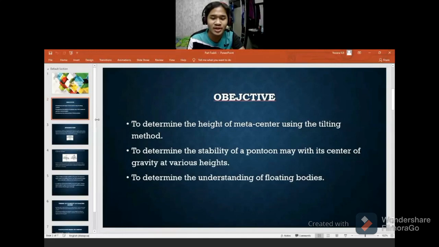Today we are going to learn about the stability of floating body. There are three objectives that we can achieve from this experiment. The first is to determine the height of the metacenter using the tilting method. The second is to determine the stability of a pontoon with a center of gravity at various heights. The third is to develop an understanding of floating bodies.